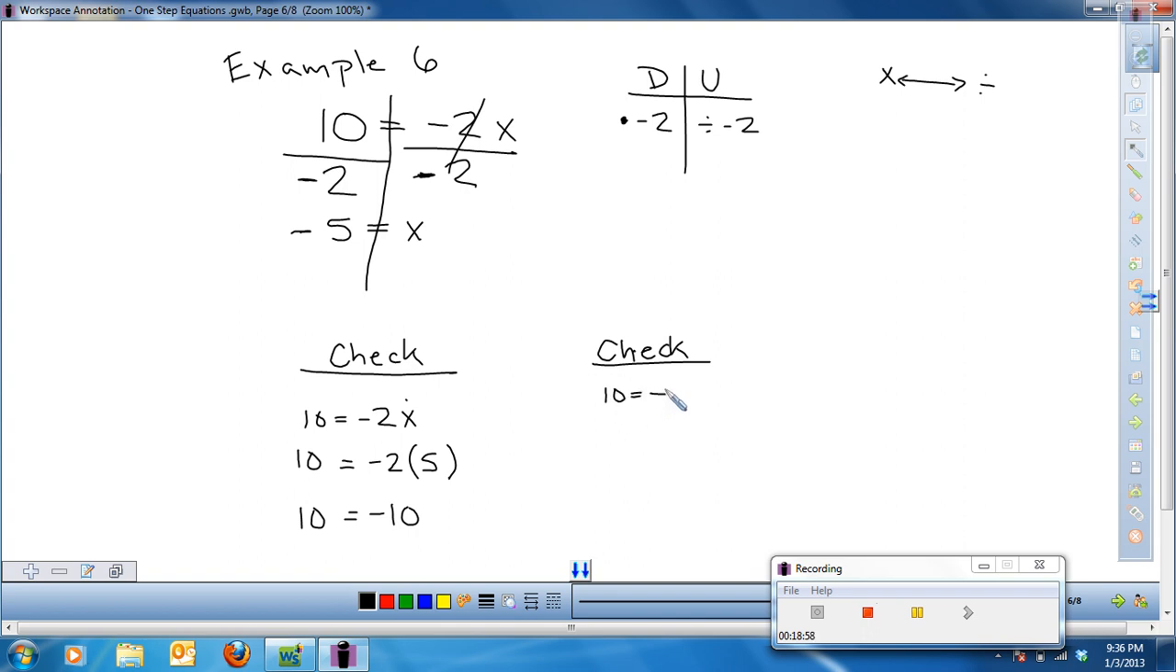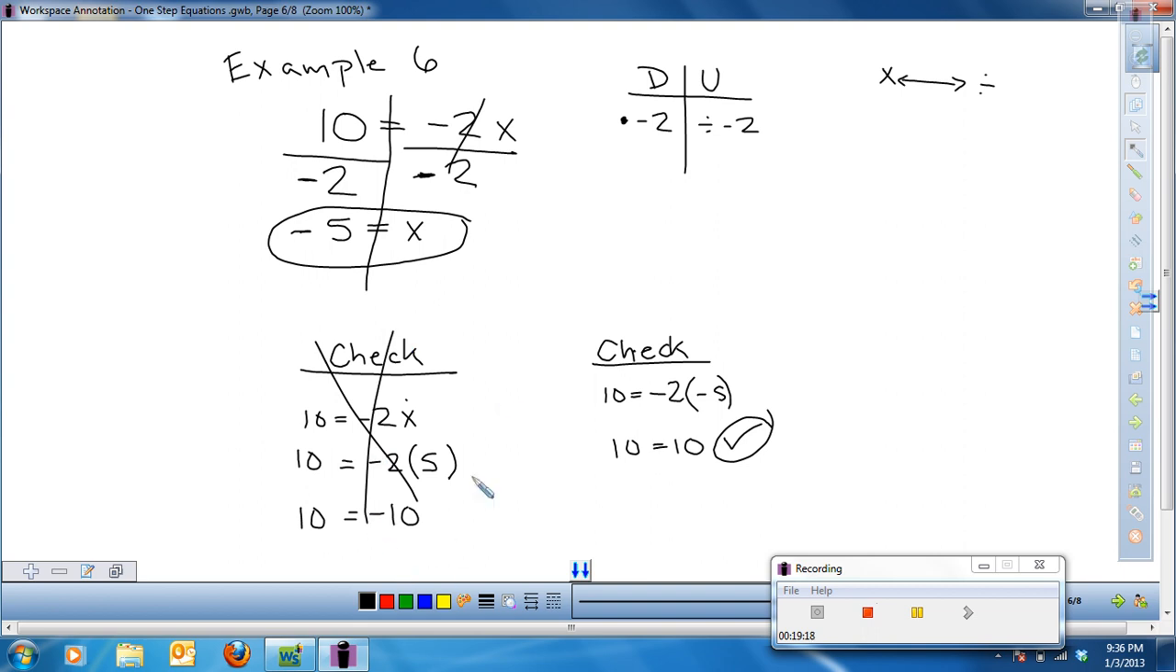10 equals -2 times -5, which is what I got for x. -2 times a -5 is a +10. My check worked. So this is the correct answer. X equals -5. It's really important that you always do the check because this check was wrong, and if we hadn't checked it, we would have made that silly mistake.